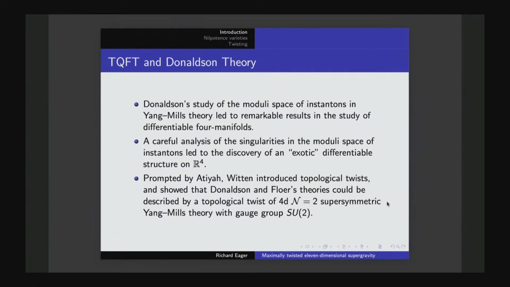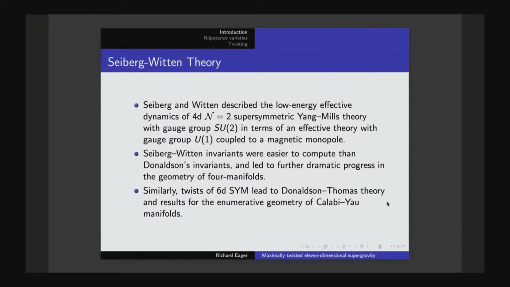So prompted by Atiyah, Witten introduced topological twists and showed that the Donaldson and Floer theories could be described by a topological twist of 4D N=2 supersymmetric Yang-Mills theory with gauge group SU(2). So that's the connection to mathematics. And then on the physics side, Seiberg and Witten described the low energy effective dynamics of 4D N=2 supersymmetric Yang-Mills theory with gauge group SU(2) in terms of an effective theory with gauge group U(1) coupled to a magnetic monopole. So Seiberg-Witten invariants were easier to compute than Donaldson's invariants and led to further dramatic progress in the geometry of four-manifolds. Similarly, twists of 6D supersymmetric Yang-Mills led to Donaldson-Thomas theory and results for the enumerative geometry of Calabi-Yau manifolds.